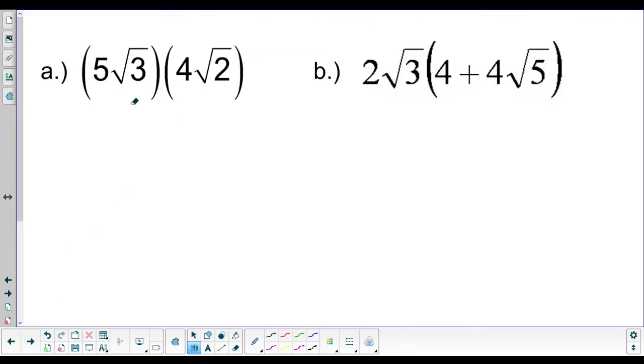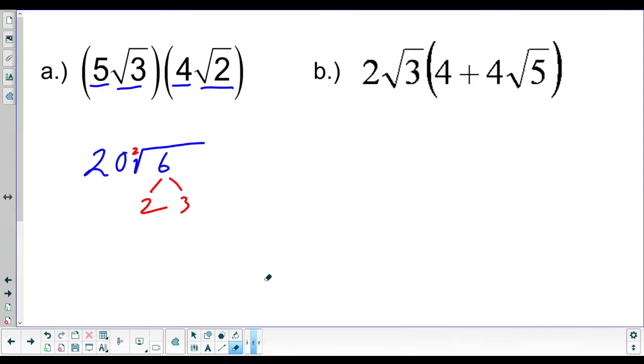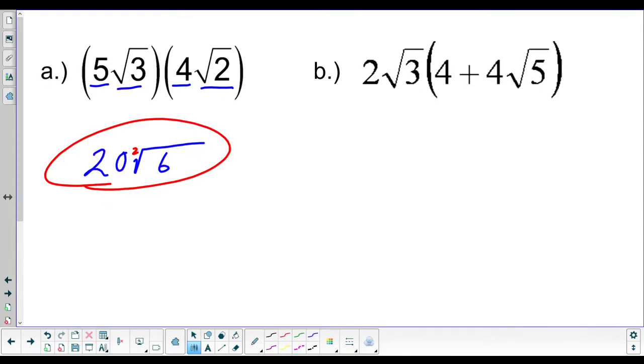So, looking at this first easy example, we're going to multiply the coefficients together. So 5 times 4 is 20. Then we multiply the radicals together. Radical 3 times radical 2 is radical 3 times 2, which is 6. At this point, we need to check something, though. We need to check to make sure our radical is simplified. This is just 2 and 3. I can't make any pairs, so that's as simplified as that can get, and this is our answer.